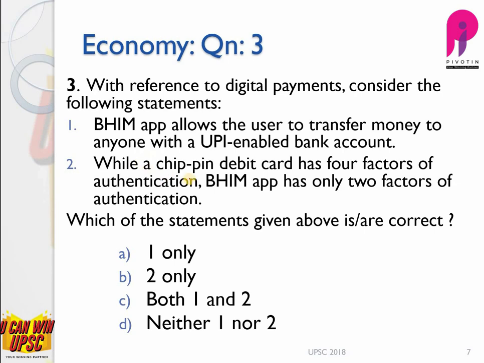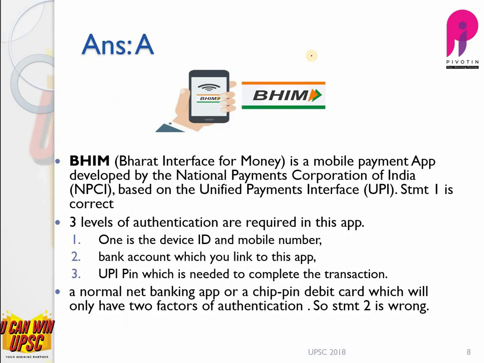And the second statement: while a chip-pin debit card has 4 factors of authentication, BHIM app has only 2 factors of authentication. So when a new app or new technology is introduced, the most important thing you have to note is the security features. How does it differ from the previous technology? Let's see the answer. Statement 2 is completely wrong and statement 1 is correct. So the answer for this question is A, 1 only.